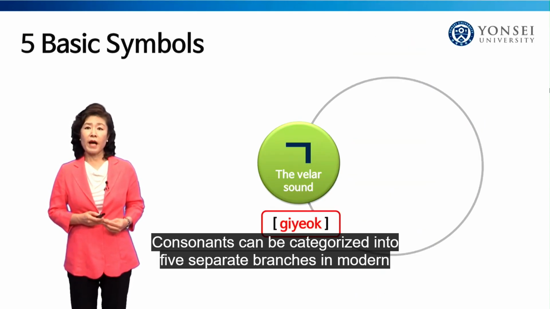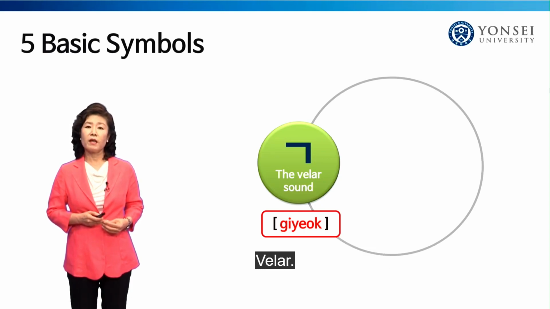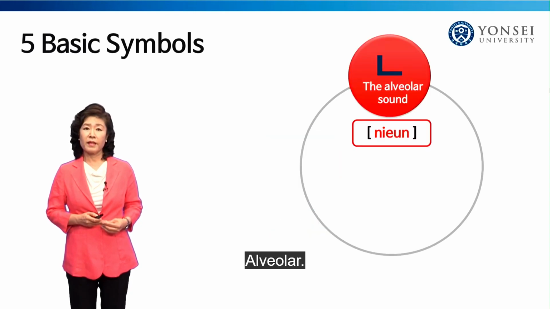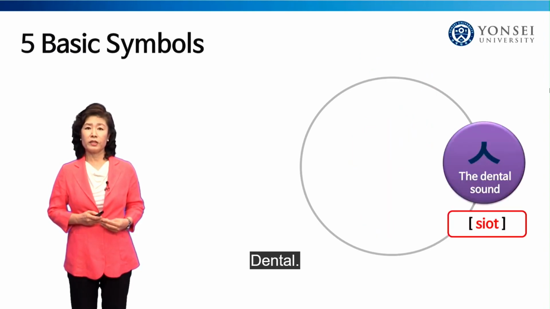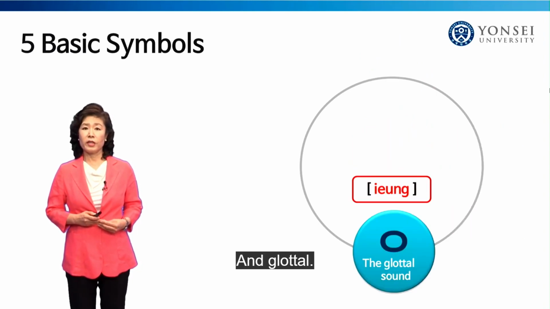Consonants can be categorized into 5 separate branches in modern linguistic terms: velar, alveolar, labial, dental, and glottal.